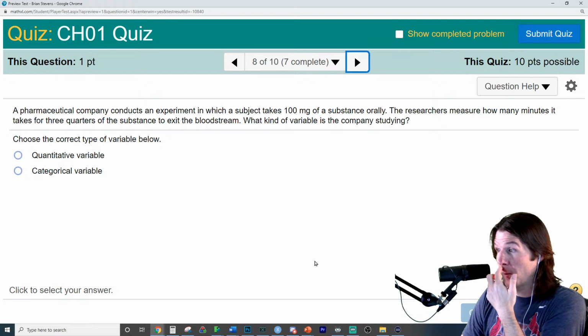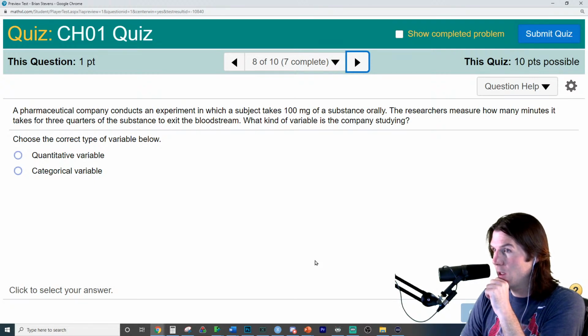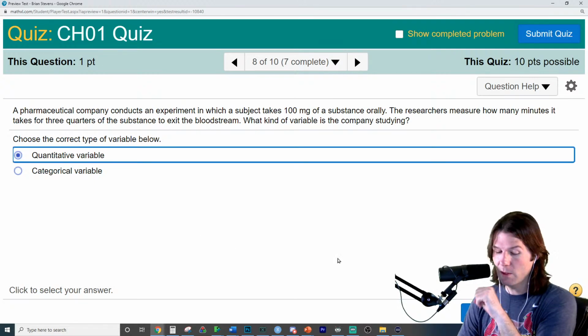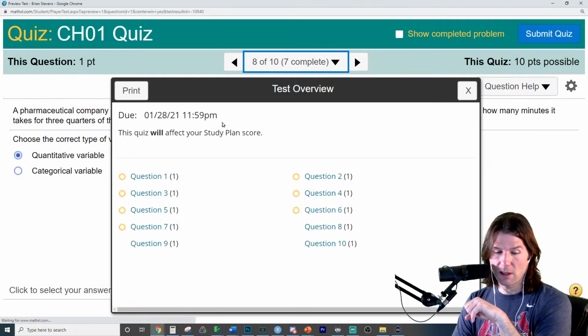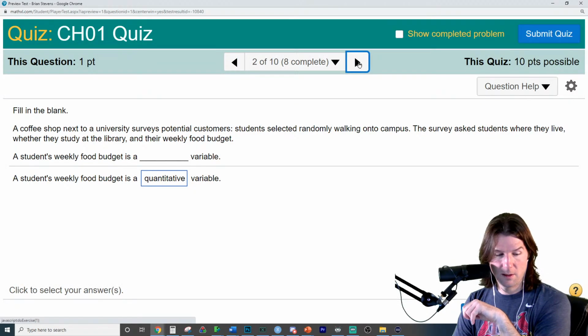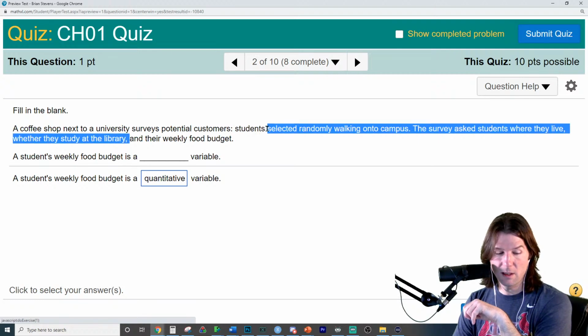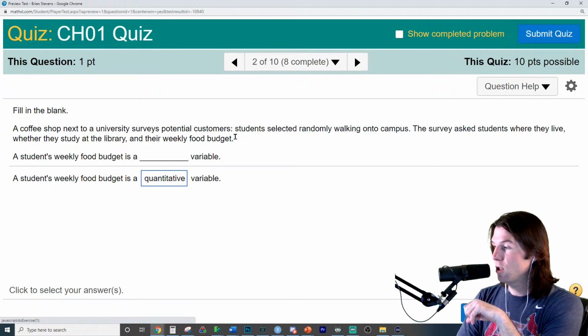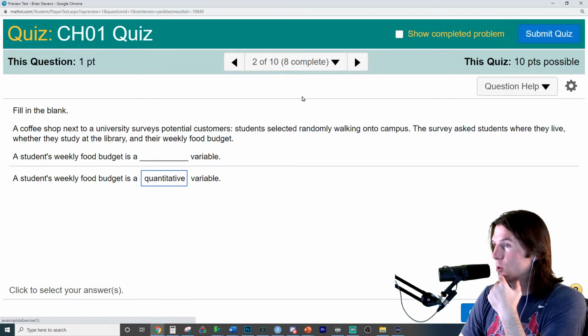It should be quantitative. They might have switched the order, Megan. Double check. Weekly food budget should be quantitative. This one is quantitative here. And just so you can see, I think that was our question 1. Their weekly food budget is quantitative. Double check. And yours will only have 5 questions.